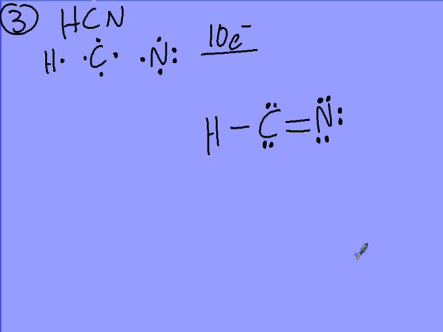Now you have to make a correction, because the octet rule says everything needs to have 8. 1, 2, 3, 4, 5, 6, 7, 8, 9, 10. That's too many, so you erase some electrons. Same thing with nitrogen. 1, 2, 3, 4, 5, 6, 7, 8, 9, 10. That's too many, so erase some of these electrons. Now count them up to see if this is your structure. 1, 2, 3, 4, 5, 6, 7, 8, 9, 10, 11, 12. We still don't have the right structure because, again, it doesn't match up to 10.